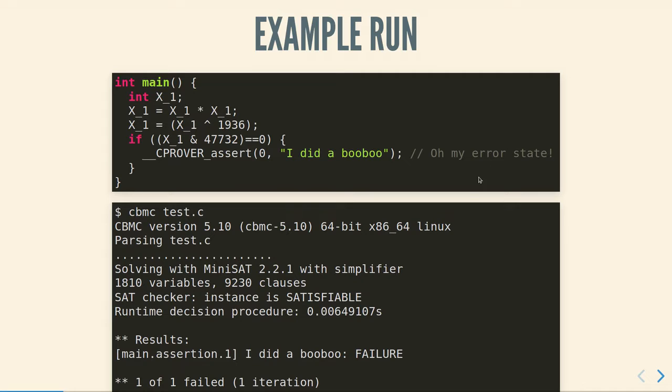If you pass it into CBMC like so, it converts it to a SAT problem, and then it solves using MiniSat. It's got 1,810 variables, 9,000 clauses, which is a lot for such a simple program. But it computes in 0.006 of a second that yes, it can indeed reach the error state, which is pretty true, particularly if x1 is actually 0. It's pretty easy. In any case, this is just an example run of how to use CBMC.